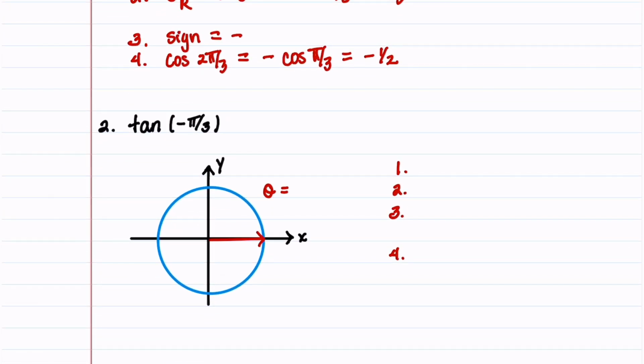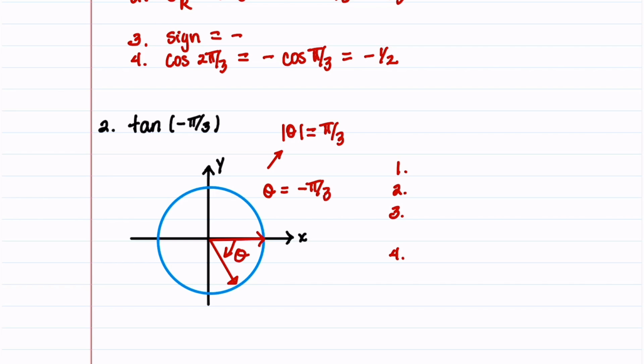In our second example, we're asked to find the value of tangent of minus pi over 3. So we'll begin by marking down that theta is equal to minus pi over 3, and then we'll make a note that absolute value of theta is pi over 3, and we'll need that in a little bit. The first step is to find the quadrant where theta is located. So let's go ahead and graph theta. An angle of minus pi over 3 looks like this.